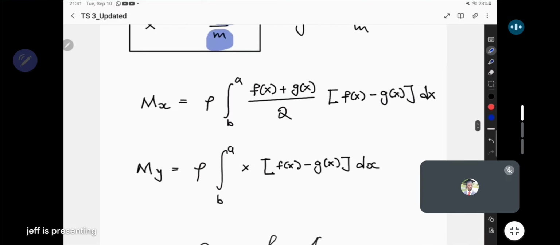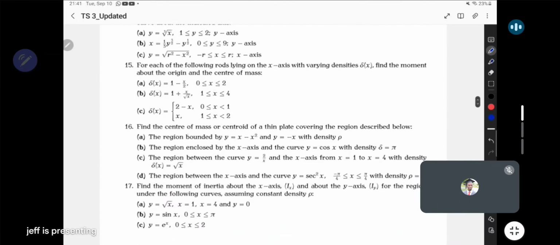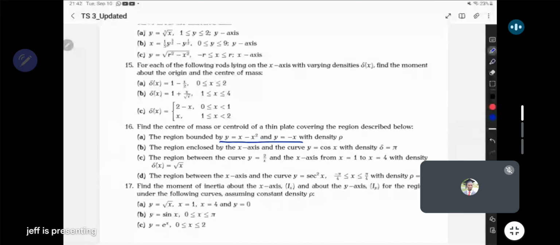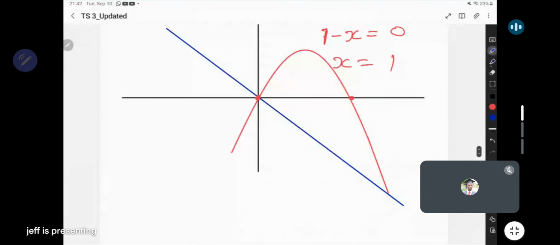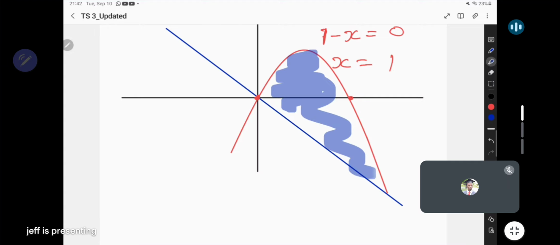And since we are looking for the center of mass of a thin plate covering the region described, here it's the region bounded by this. Since I'm going for the region bounded by those curves, I need to understand what they close in. They basically will be talking about this region here all the way up to here. So we also need to understand the boundaries where our integrals are going to run from and to. So in this case, it's where the two graphs meet.